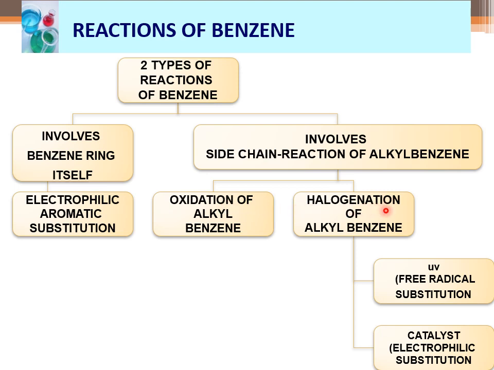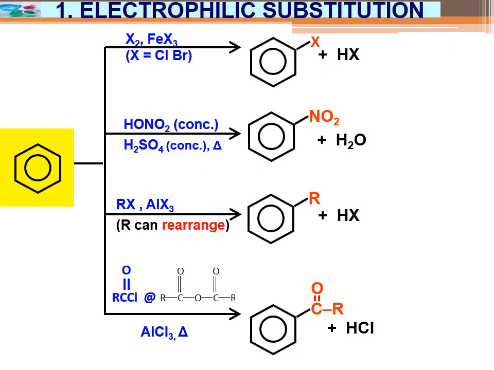There are two types of halogenation, whether it is a free radical substitution or electrophilic substitution, another substitution. Benzene can undergo electrophilic substitution. There are four types of reaction. Let's go one by one.